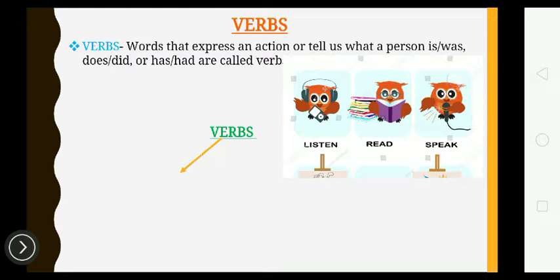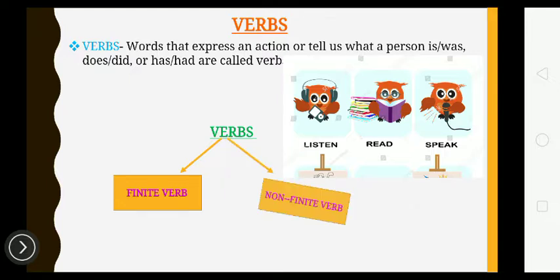Now verbs are further divided into two. What are they? First one is finite and the second one is non-finite verb. So now let's move towards finite verb. Why are we taking this topic? Because in the previous video on sentences, phrases and clauses, I found that students have doubt in this section, that they are not clear about what finite and non-finite verbs are.